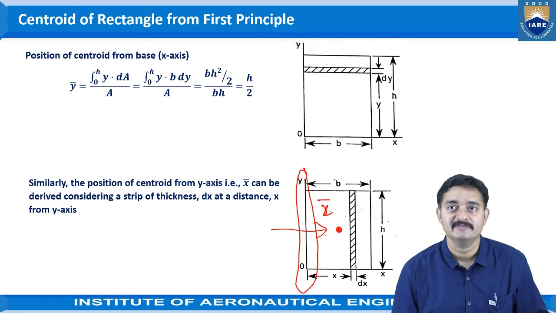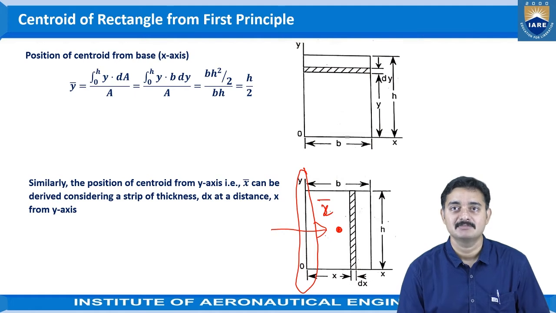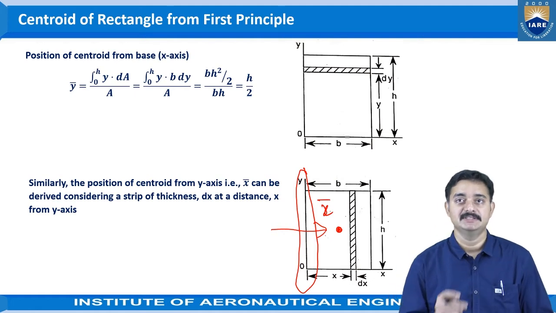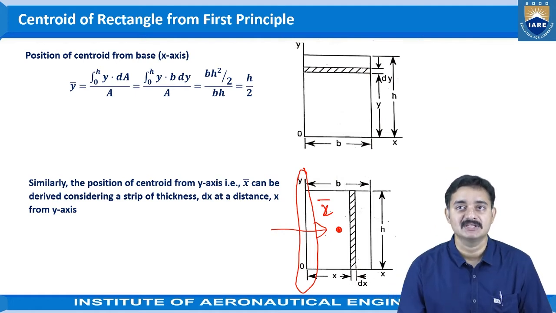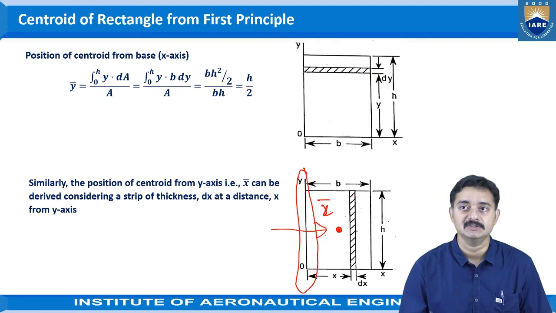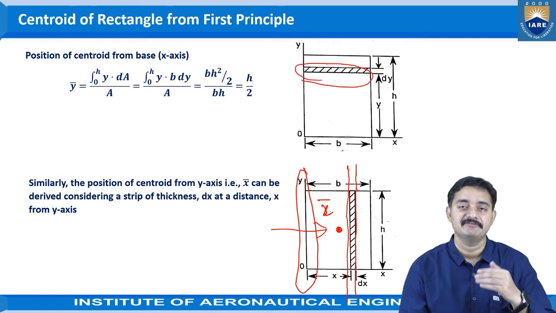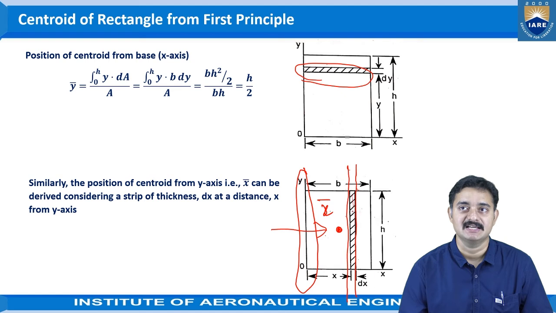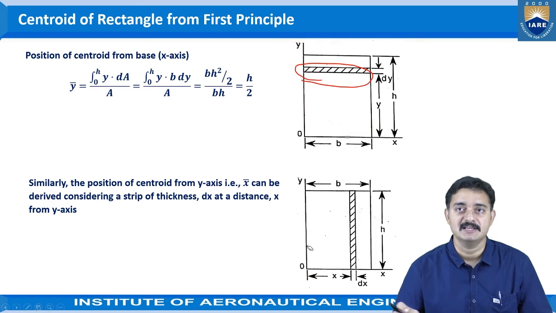So the position of the centroid from the y-axis, that is x bar, can be derived by considering a strip of thickness dx. For identifying the centroid's distance from the y-axis, we are considering a strip vertically. Previously, we considered the strip horizontally and identified the distance of the centroid from the x-axis. Now we identify the centroid using the vertical strip, and the procedure is the same.